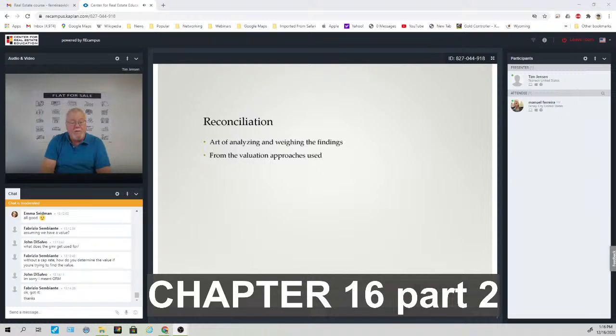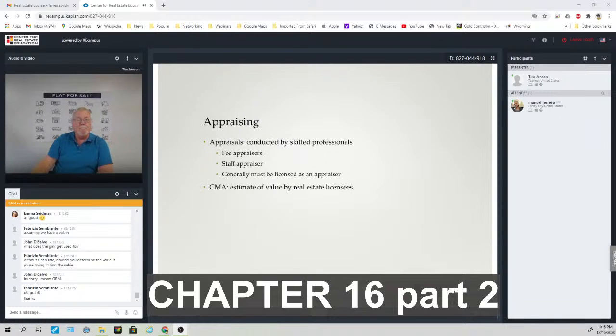How to analyze and weigh the findings and come to some conclusion of value. If the valuations are widely different, then either he did something wrong or there's a very serious problem with his modeling. So we have to understand that just like balancing a checkbook, you have to reconcile the differences every month or so. And with an appraisal, if you're using more than one approach to value, you've got to reconcile the differences so that you can explain cohesively to your client what the conclusion of value would be.